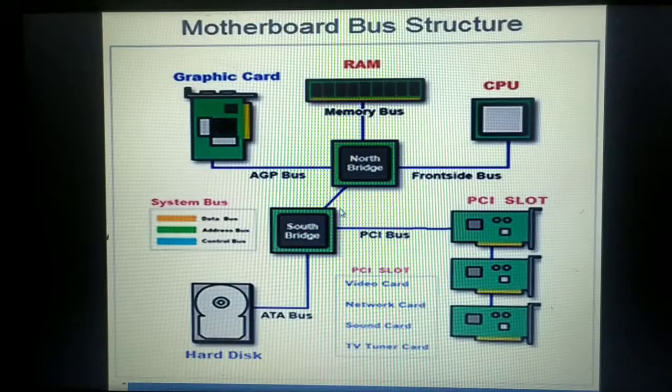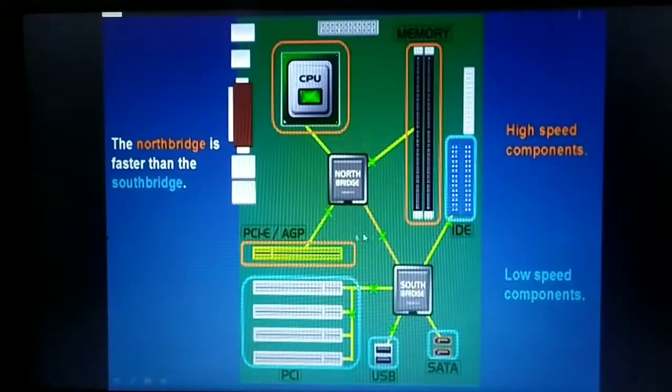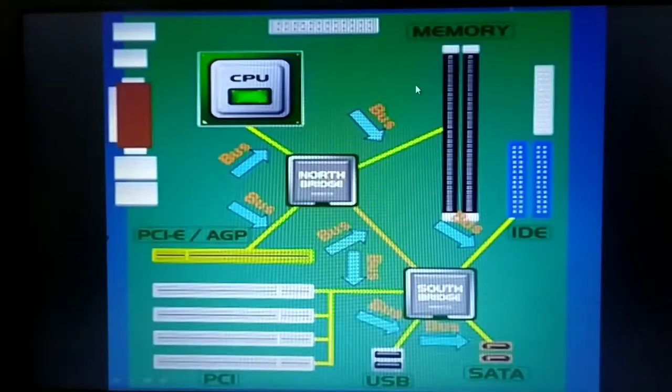Usually the chipset comes in two chips, the north bridge and the south bridge. The north bridge is usually located in the upper part of the motherboard, very near to the CPU. It is directly connected to the CPU, memory, and PCI or AGP slots. Whenever the CPU has to communicate with the memory, it passes the information to the north bridge, and the north bridge conveys that information to the memory by the bus.